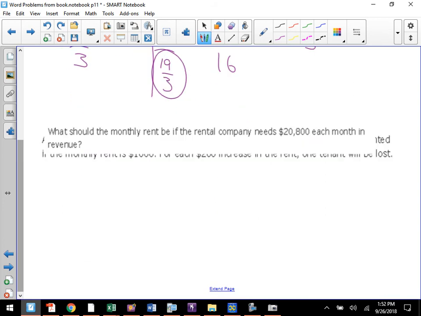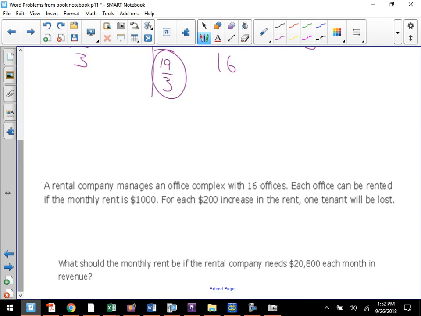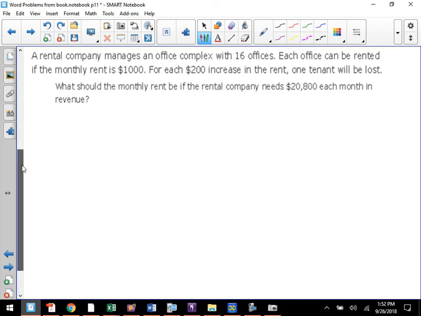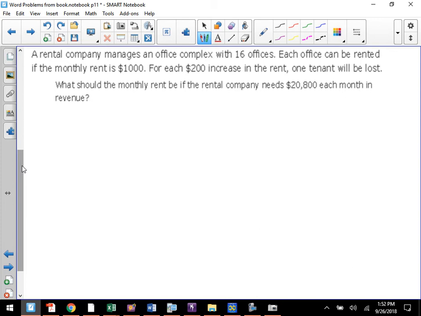Last one in here. Rental company, they manage an office building. They have 16 offices. They'll rent all 16 at $1,000. If the rent increases $200, they rent one less office. Again, super easy. This is one I would definitely want to use my calculator because it's weird. So you have 1,000 for 16, and then it was every $200 increase, you subtract one office.